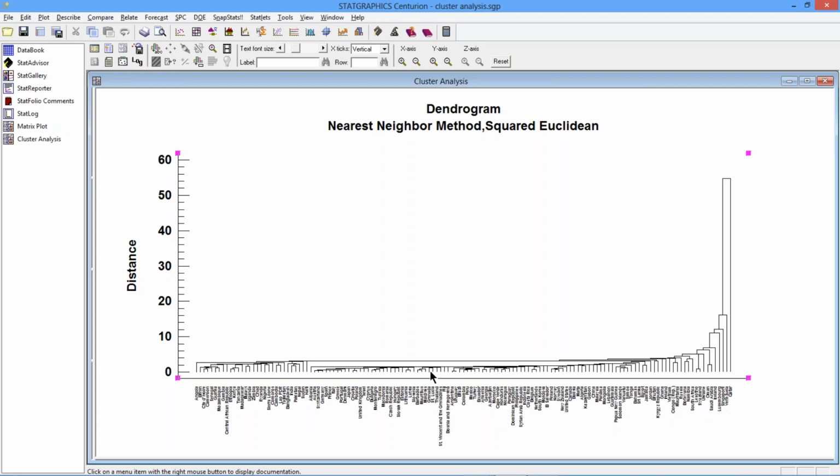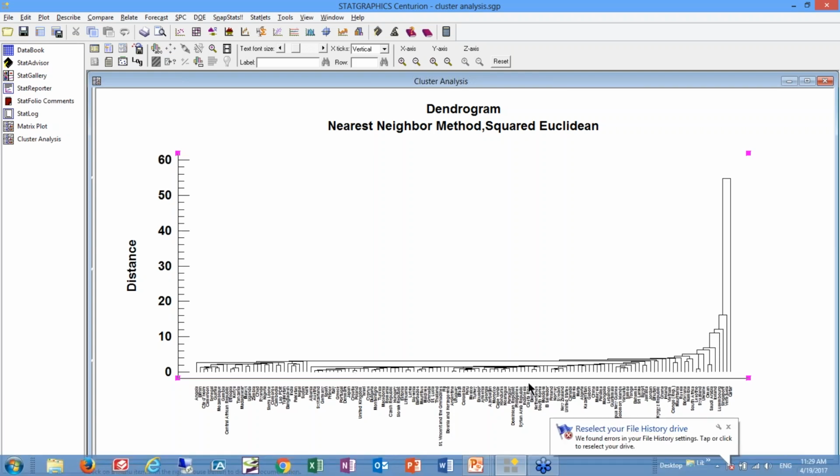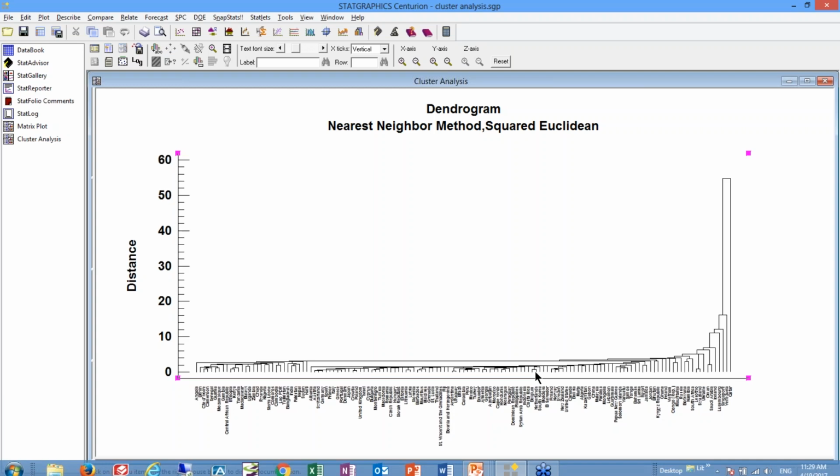And you can see down along the bottom that there are lots of countries that are combined together at very small distances. Now you may not be able to read it, but if you look down here, very early on in my cluster analysis, Croatia and Poland were combined into a single cluster. Okay? Very early on, Belgium and the Netherlands were combined into a single cluster. They were combined because they were very similar with respect to those 10 variables.